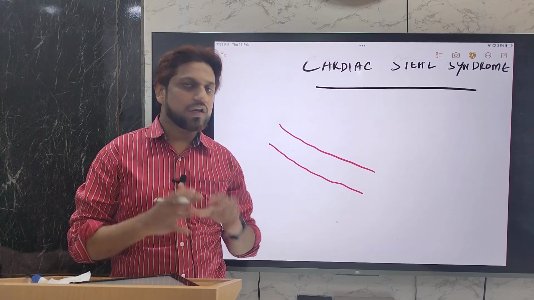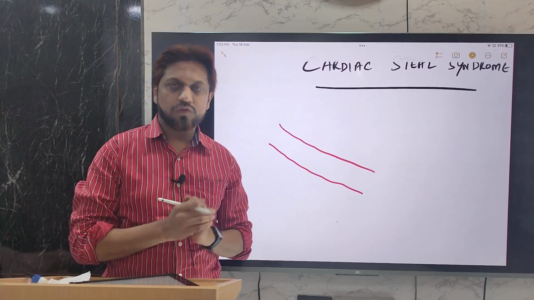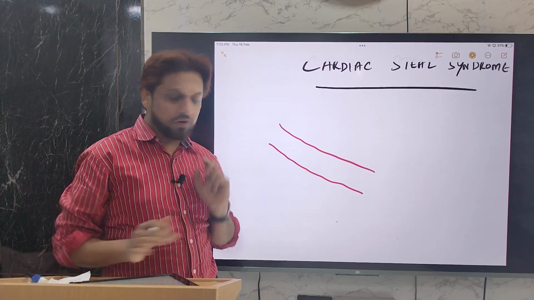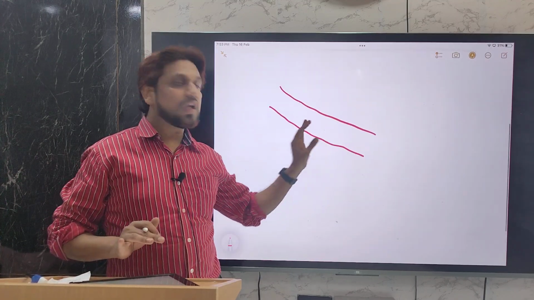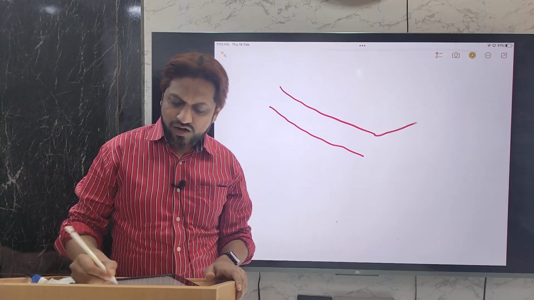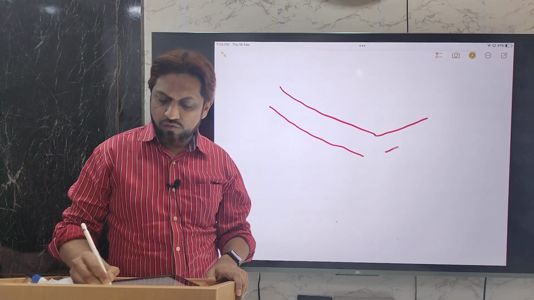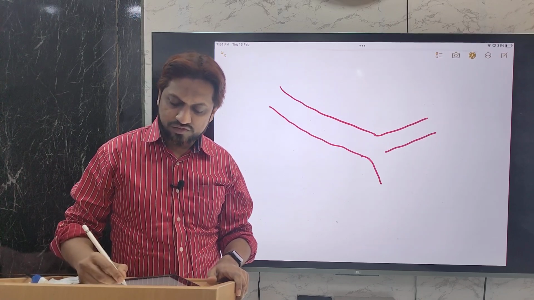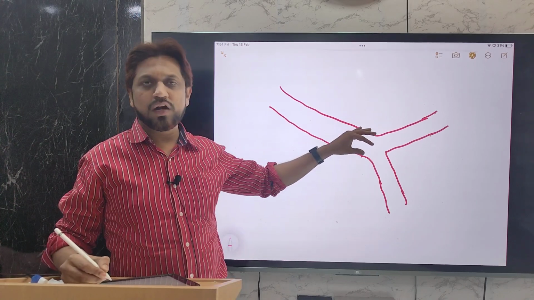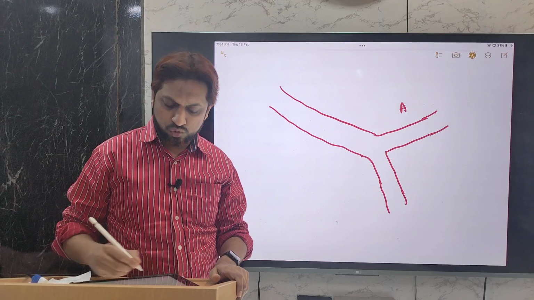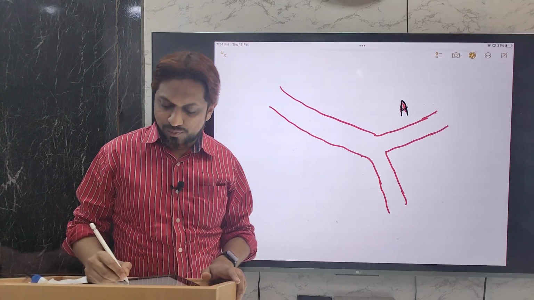There are different coronary arteries. We will discuss coronary circulation in detail in subsequent videos. Right now in this small lecture we are just concentrating on coronary steal syndrome. So consider this as a coronary artery, and these are the coronary artery branches. Which artery is left anterior descending, circumflex and so on, we'll discuss next time. Just to understand this phenomenon, consider this as a coronary blood vessel which subdivides into two important branches. This is branch A, this is branch B.